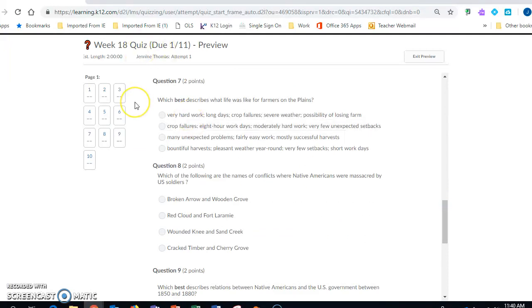Question number 7. Which best describes what life was like for farmers on the plains? Very hard work, long days, crop failures, severe weather, and possibility of losing the farm. Crop failures, 8-hour work days, moderately hard work, very few unexpected setbacks. Many unexpected problems, fairly easy work, mostly successful harvests, or bountiful harvest, pleasant weather year-round, very few setbacks, short work days.